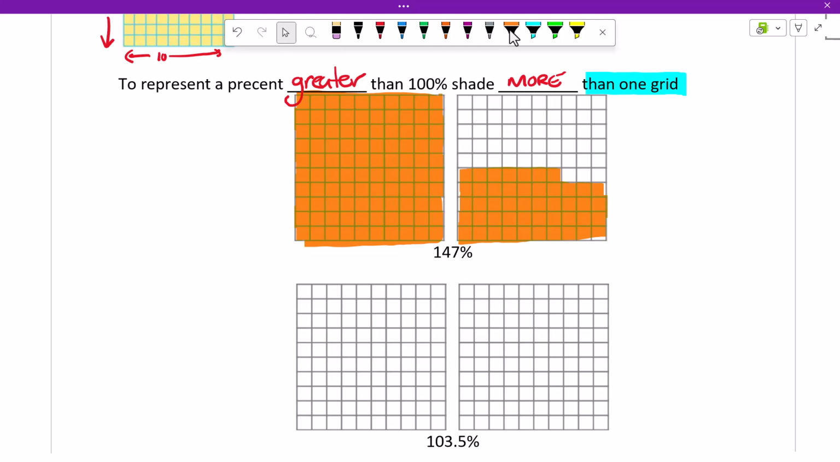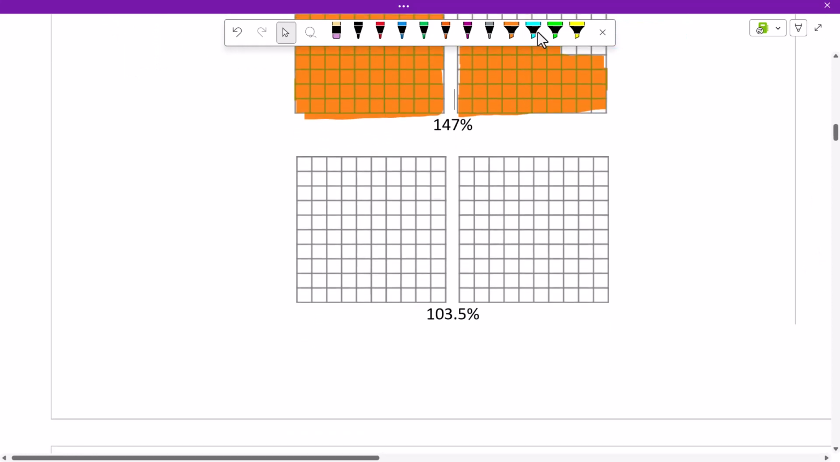So the next one, it says 103.5. How many would we shade in the first one? 100. How many would we do in the second one? 3.5. 3.5. Right? So 3 full ones and a partial one. So if I take this, there you go. Let's shade it in. So shade the first one at 100%. Go there.